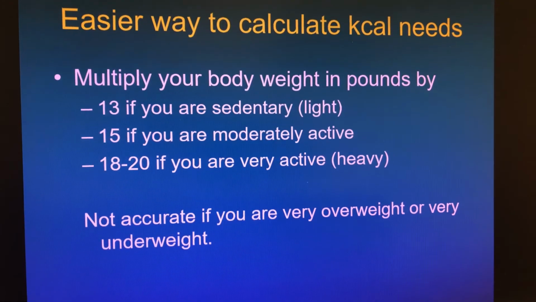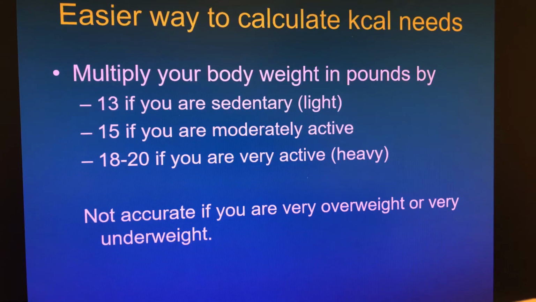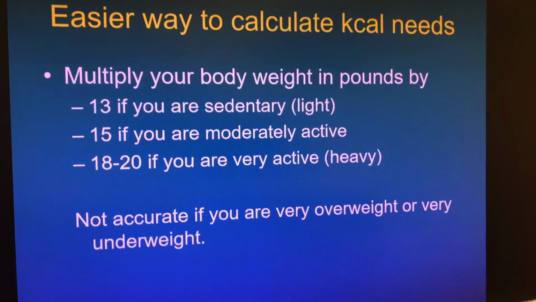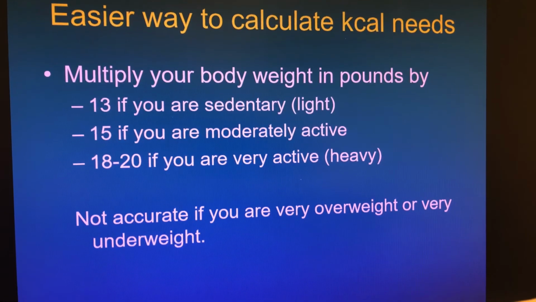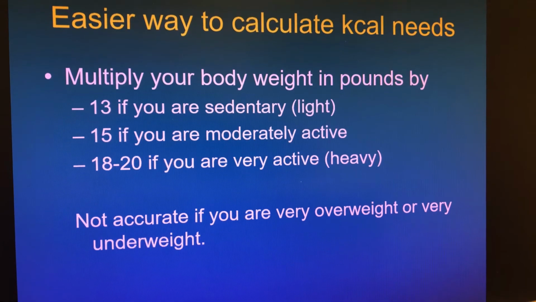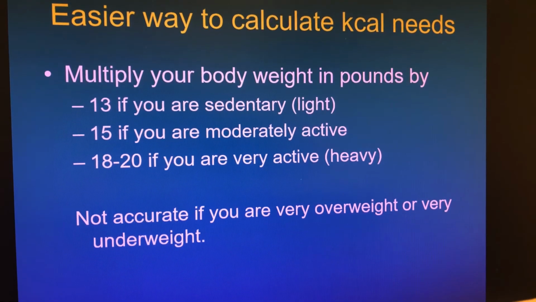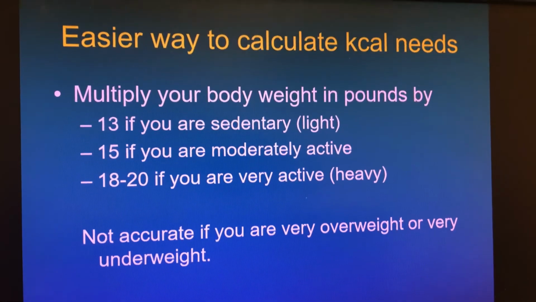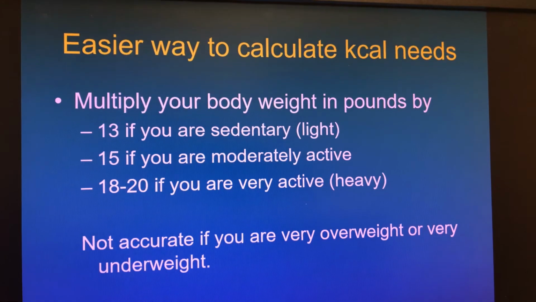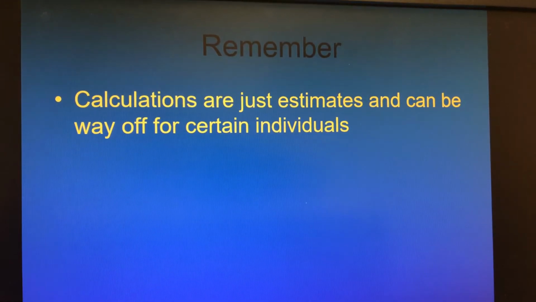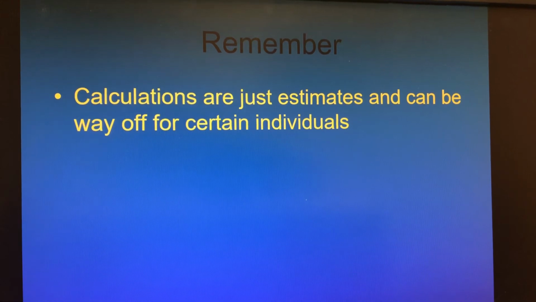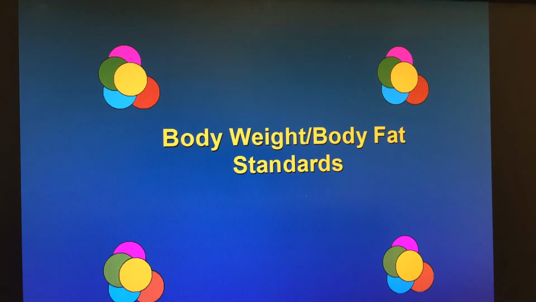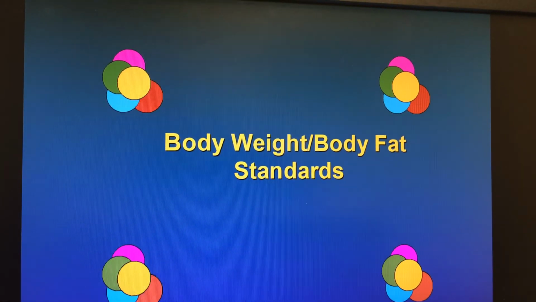Multiply your body weight in pounds by 13 if you're sedentary, 15 if you're moderately active, and 18 to 20 if you're very active. Again, this won't be accurate if you're very overweight or very underweight, but if you're at a reasonable body weight, this is an easy way to get a starting point for how many calories you need. Remember, calculations are just estimates and can be way off for certain individuals. So that's where I'm going to stop this video, and I'm going to do the next one on body weight and body fat standards.